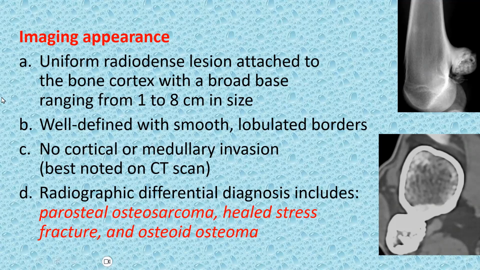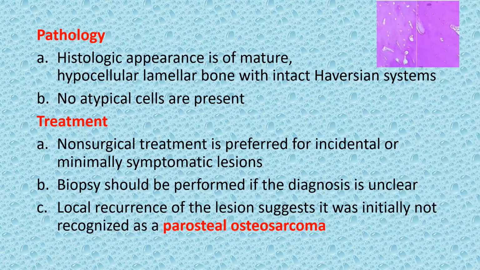The pathology, look at the upper right-hand side of this slide. You can see that the histologic appearance is of mature hypocellular lamellar bone with intact haversian systems, and there are no atypical cells present. The treatment, of course, is non-surgical and is preferred to any form of treatment. But you have to follow up your patient. You have to make sure it's not a parosteal osteosarcoma. You have to make sure that the lesion is not progressive.